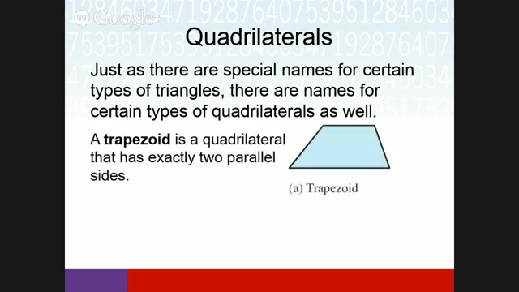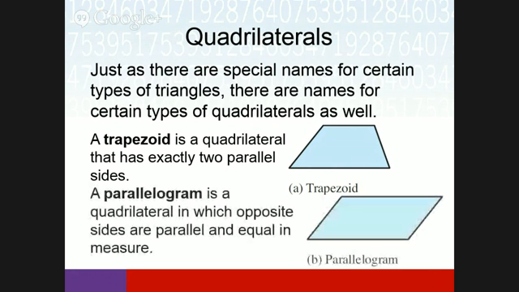A trapezoid is a quadrilateral that has exactly 2 parallel sides. And I'm going to show you a hierarchy of these in a kind of a tree table. A parallelogram is a quadrilateral where opposite sides are parallel and equal in measurement. So the opposite sides have the same length and they're parallel to each other.